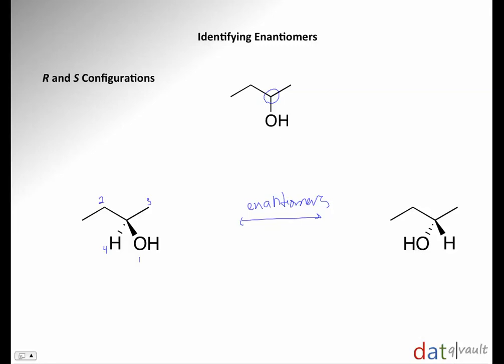And so to label this as an R or S configuration, we draw a circle going from the highest priority to the lowest priority substituent and form either a clockwise or a counterclockwise rotation. This one going from 1 to 2 to 3 is going to give us a clockwise rotation, and clockwise rotation from highest priority to lowest priority substituent means we have an R configuration. So this center right here is going to have an R configuration. And when we write that out, this is going to be R-2-butanol.